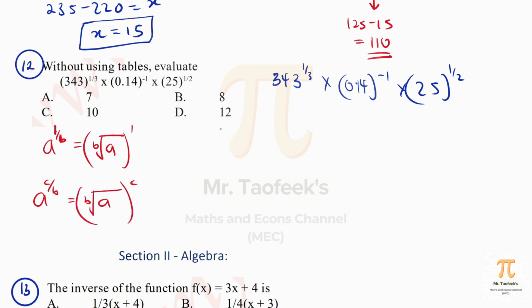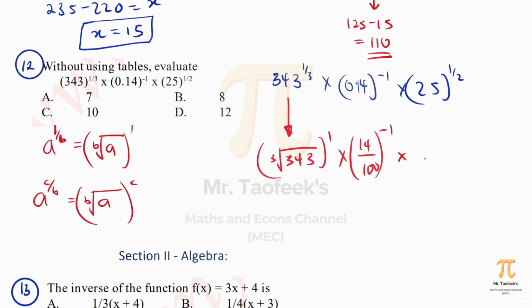Okay, so now let's quickly apply that to this. So this 343 is going to become the cube root of 343, then to the power of 1. Well, this one, we need to do further simplification. Now, 0.14 is the same thing as 14 over 100 to the power of -1. We come to that. And then 25 is going to become the square root of 25, right? You can decide not to write the 2 there, but just for uniformity, that's the square root of 25.